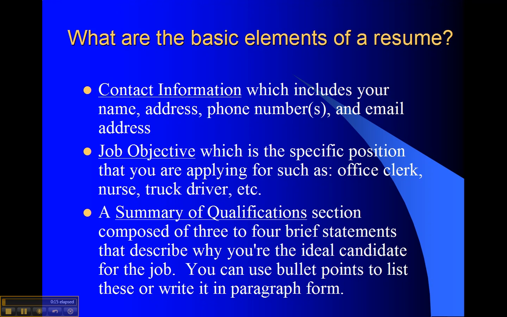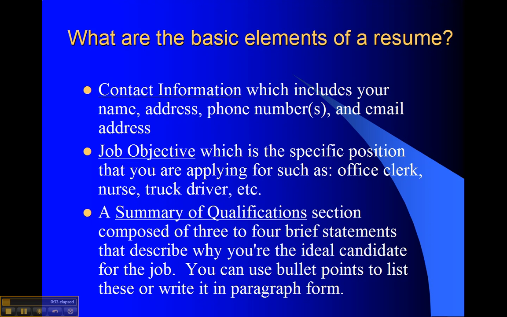There's 5 main elements. Include your contact information, your name, address, phone number, include your cell phone if you have one, and email address. Second, include your job objective. This is the specific position that you're applying for. Examples are office clerk, nurse, or truck driver.